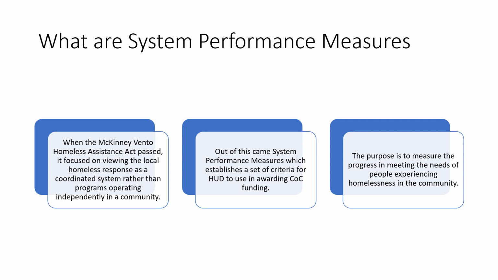What are systems performance measures? When the McKinney-Vento Homelessness Assistance Act passed, it focused on viewing the local homeless response as a coordinated system rather than programs operating independently in a community. Out of this came system performance measures, which establish a set of criteria for HUD to use in awarding COC funding. The purpose is to measure the progress in meeting the needs of people experiencing homelessness in the community. To facilitate this perspective, the Act now requires communities to measure their performance as a coordinated system, in addition to analyzing performance by specific projects or project types.